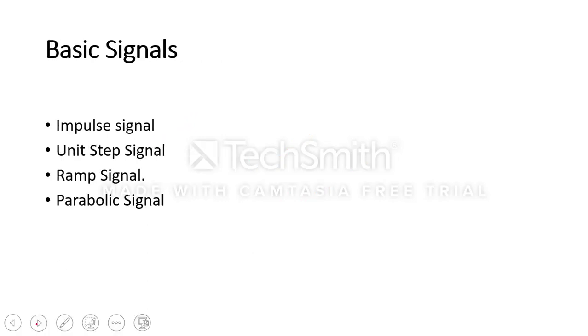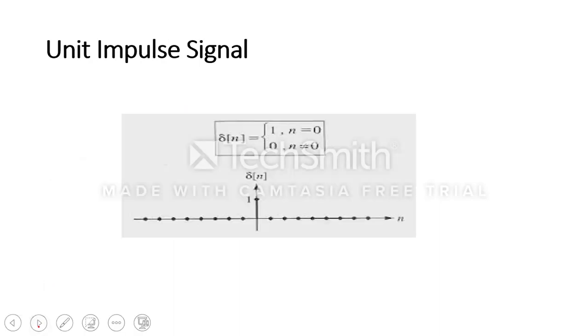Now basic signals. The basic signals which we generally use in signal system are first is impulse signal, unit step signal, ramp signal, parabolic signal. Now first comes a unit impulse signal. Unit impulse signal is also called a delta signal, delta function.